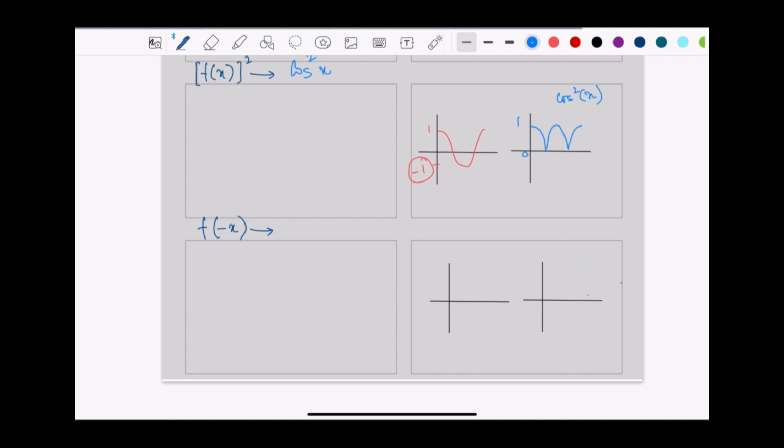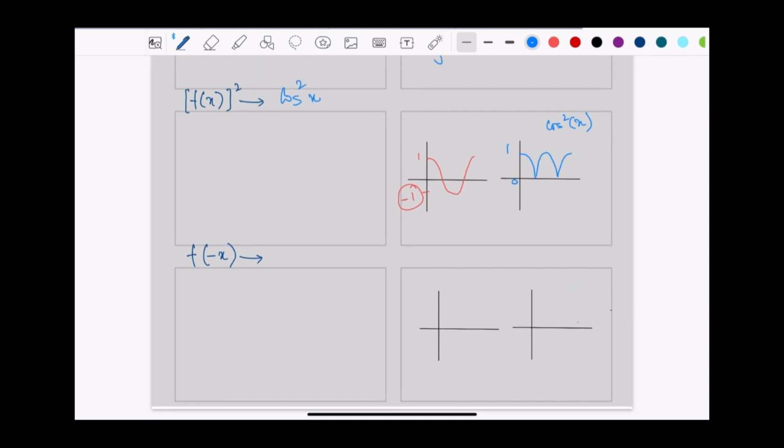Now this one, and the most important one, I believe, is cos of negative x. We already agreed that f of negative x represents a reflection in the y-axis. So the curve which originally looks like this is now going to reflect on the y-axis and looks like this.